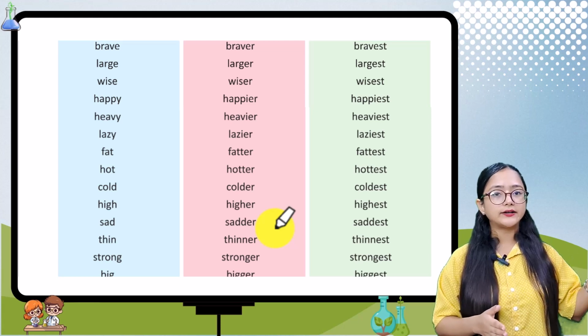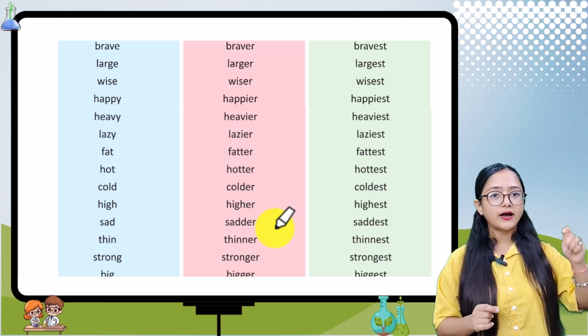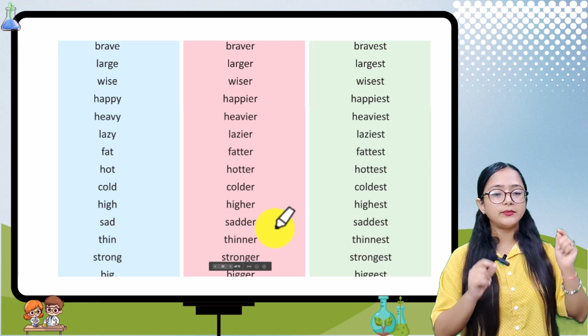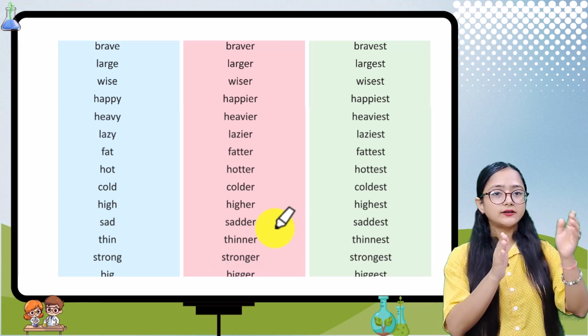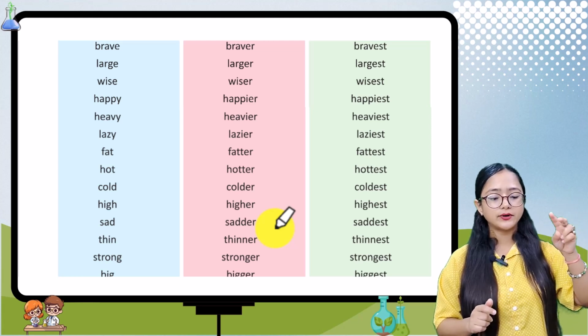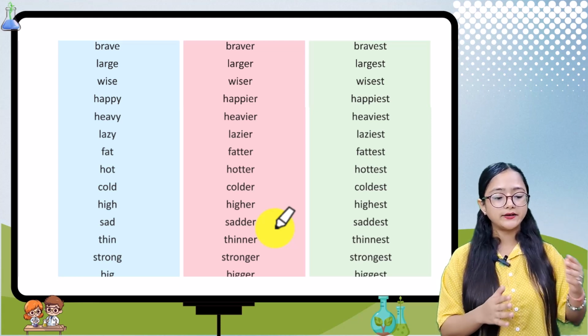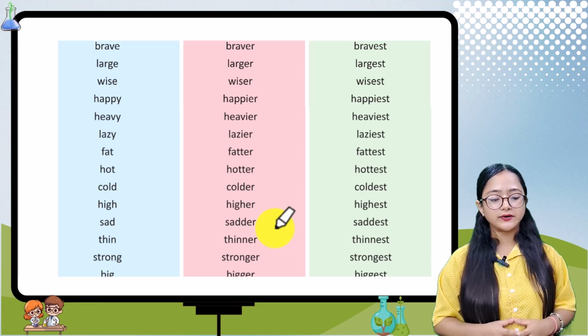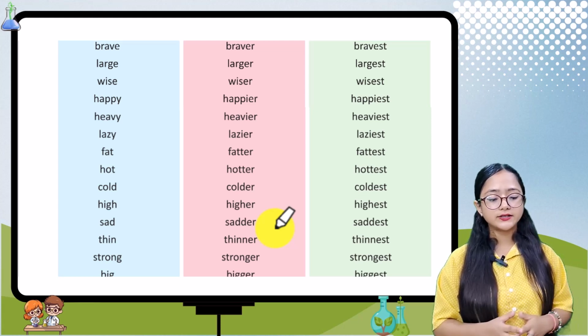Next one, fat, fatter, fattest. In fat, you have to add double T. Why? Because the T is coming after the vowel A. That's why you have to make it double T in the comparative and also in the superlative. Next one, hot, hotter, hottest. Cold, colder, coldest.